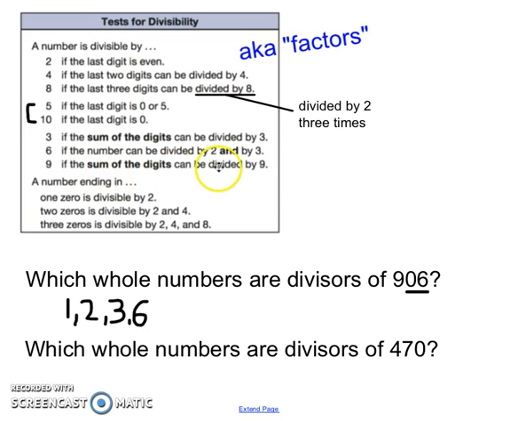And then keep going. For 9, the sum of the digits must be divisible by 9. Well, 9 plus 0 plus 6 is again 15, not divisible by 9. So these are going to be the 4 divisors of 906.